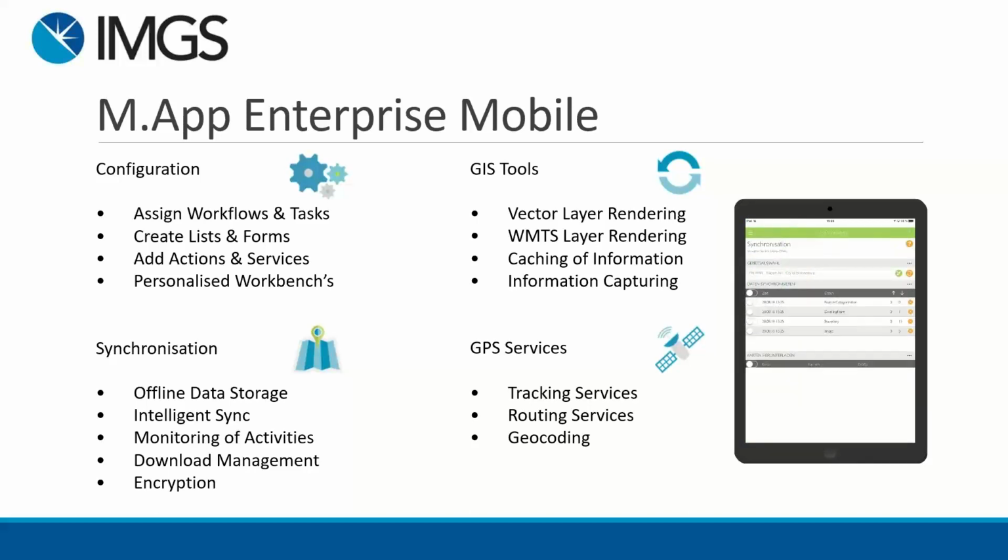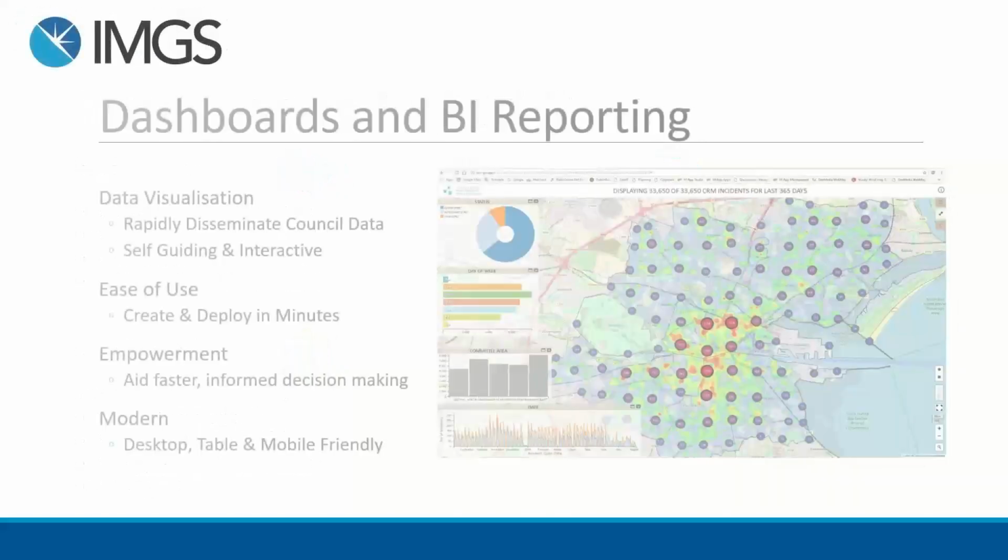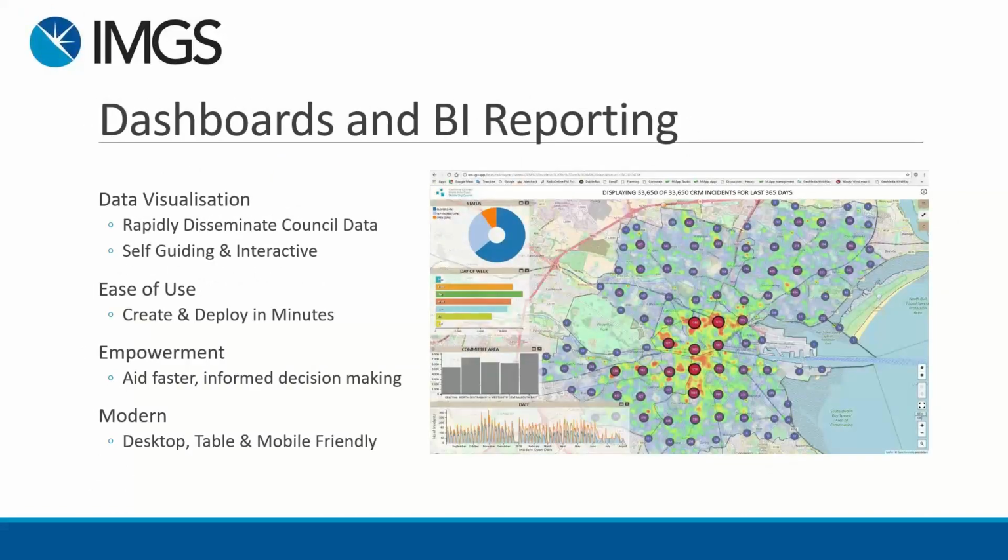From a GIS point of view, the mobile app provides vector data, provides the ability to consume web services, and you can cache the information as well. And then one of the other pieces we have with the application is the ability to create dashboards and business intelligence reporting. So again, that means you can rapidly disseminate data and bring the information in. It's self-guiding and interactive, so the application is really easy to use, and it makes for better decision making.